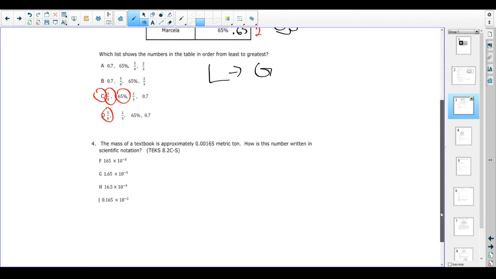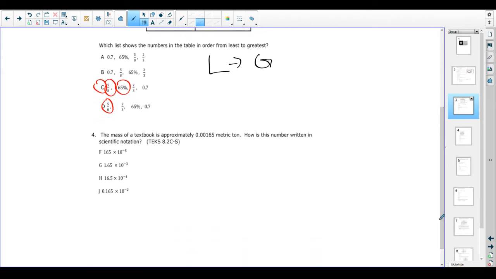Number 4, oh, we did pretty well on this one. Scientific notation, how we want to write it. I'm going to copy this number down, so 00165. And we know scientific notation has to be between 1 and 10.